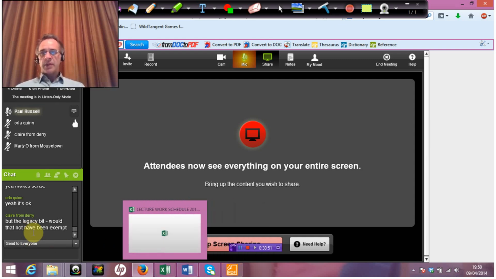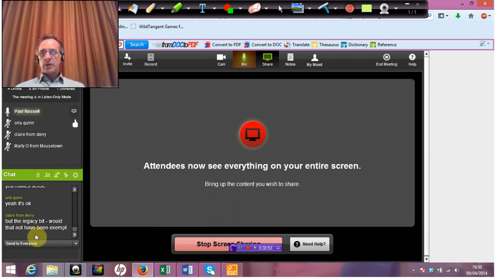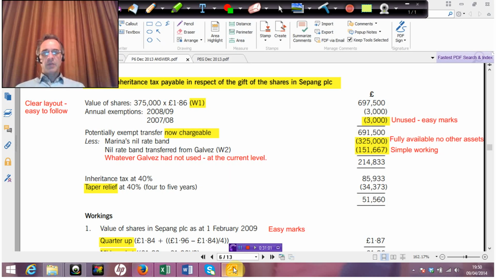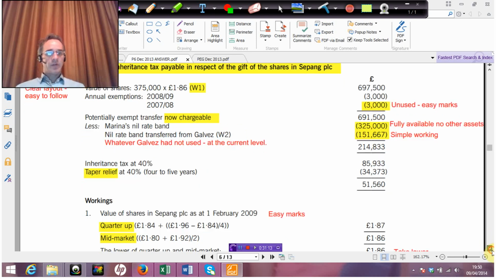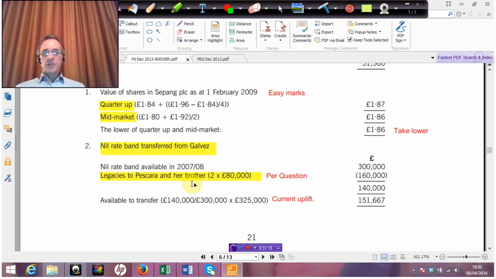Oh, hold on. But the legacy bit. Okay, the legacy bit, would that not have been exempt? Yes, it would have been exempt, Claire. I'll go back to it. It would have been exempt. In other words, you're talking about the 2 lots of 80,000. So in effect, if we go down to the calculation, what's exempt? Bear in mind, we're talking about his death estate, so Galvez's death estate. So we're back now, Claire and Orla, in 2007, 2008.